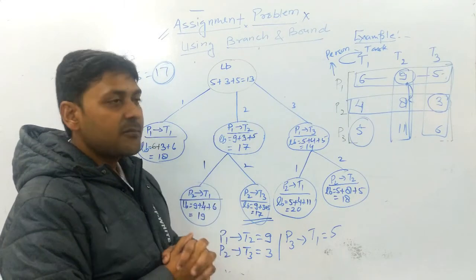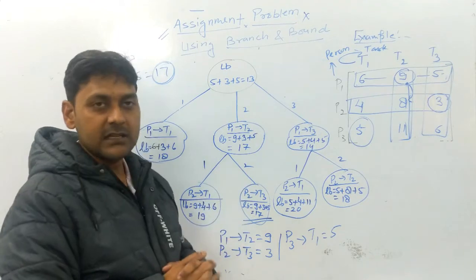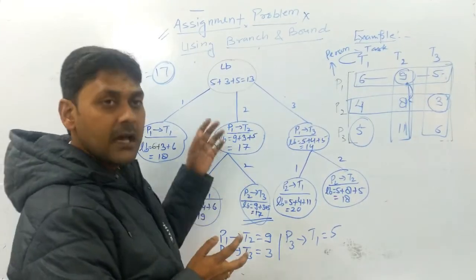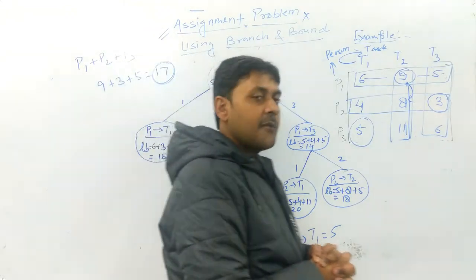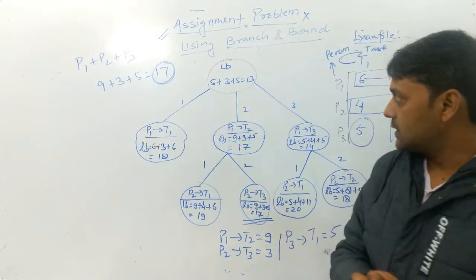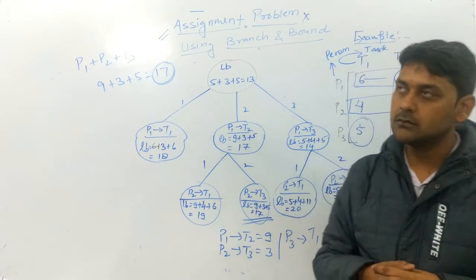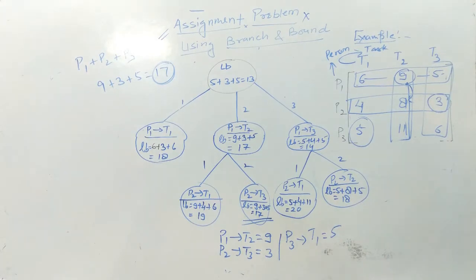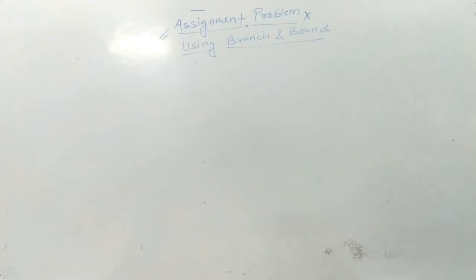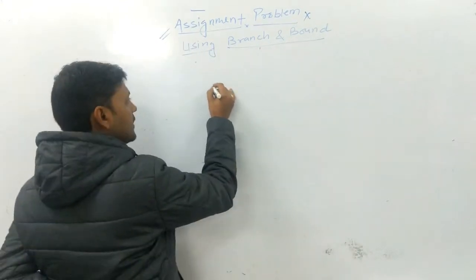What is the assignment problem, what is the branch and bound method, how to apply the branch and bound method, and what is the approach to solving this question. So I am writing another example, and then I will discuss verbally how to solve this problem. Let me take an example randomly. You have to check your problem.